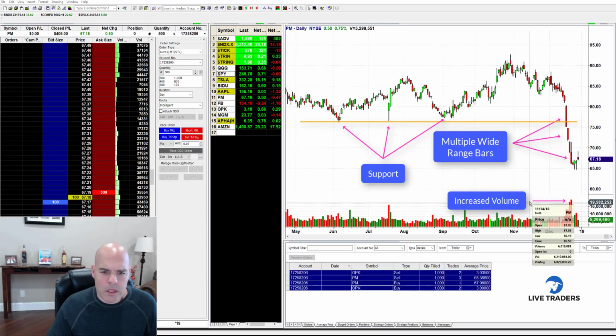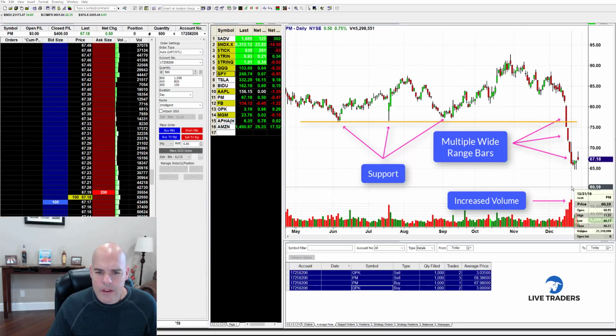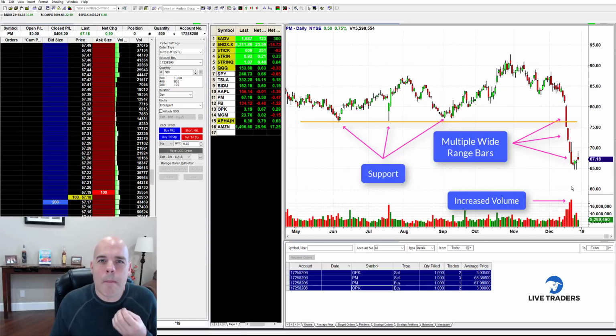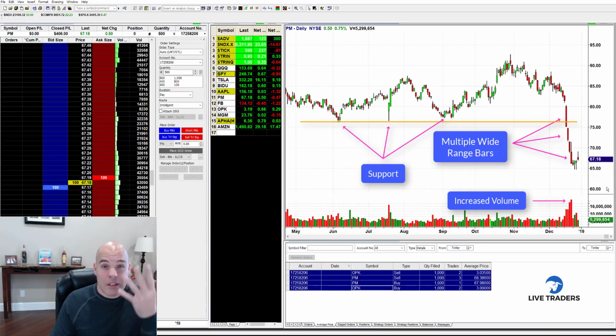Some days it's doing 2 million, some days it's doing 6 million. What do we have here? 21 million shares in volume, okay? So that's what, 4x, 5x in volume, which is what we're looking for. Then we get multiple bottoming tails, and then the kicker.